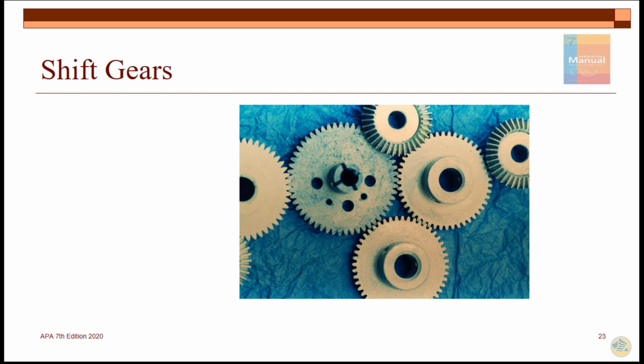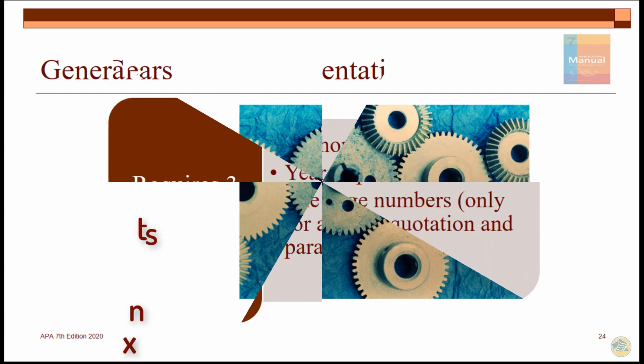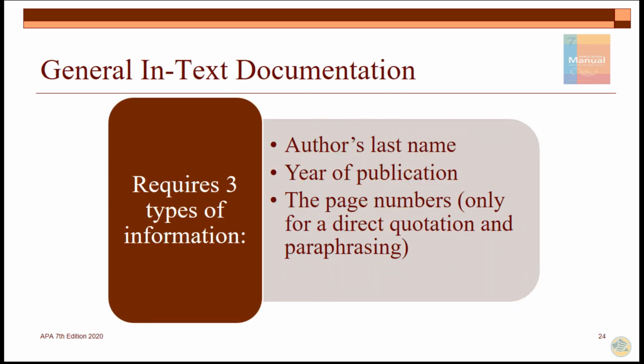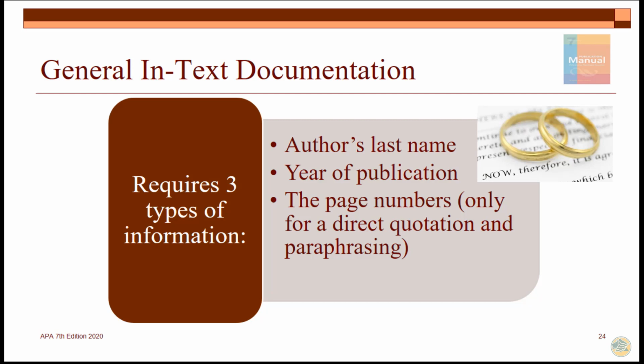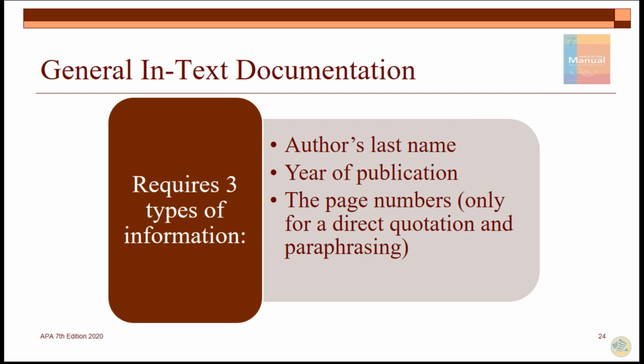Now we're going to shift gears. Let's talk about those in-text citations. A general in-text citation only has 3 types of information: the author's last name, the year of publication, and remember, they're married, they always go together, and then the page numbers if you have a direct quote or you are paraphrasing a sentence. And let me just remind you to please be careful with paraphrasing. If you need more help, please contact the writing instructors at the Cannon Memorial Library.